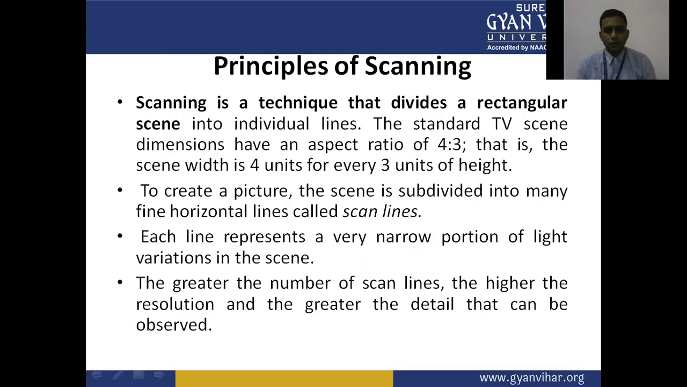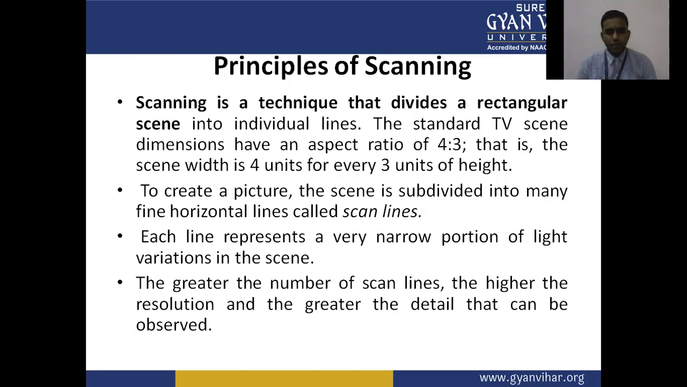Now we have the principle of scanning. Scanning is a technique that divides a rectangular scene into individual lines. The standard TV scene has an aspect ratio of 4:3. That is, the scene width is 4 units for every 3 units of height. So the width by height ratio of any scene is 4:3. We always take it in this ratio.